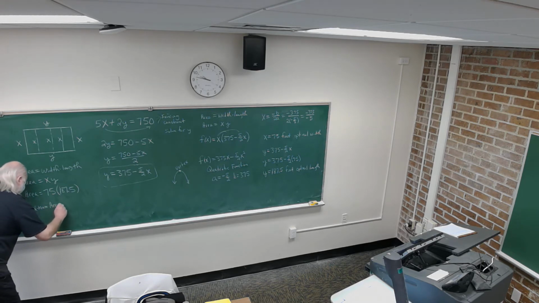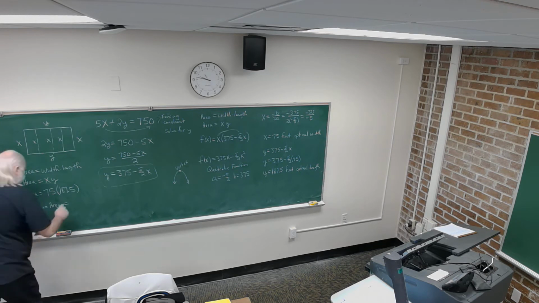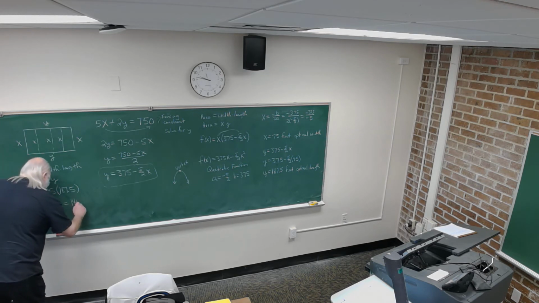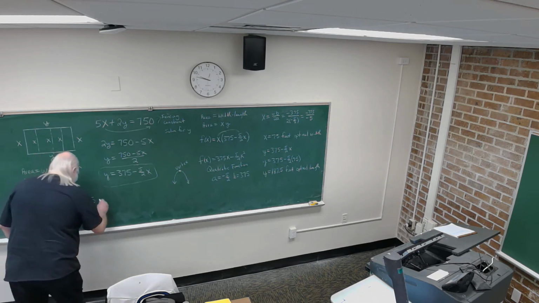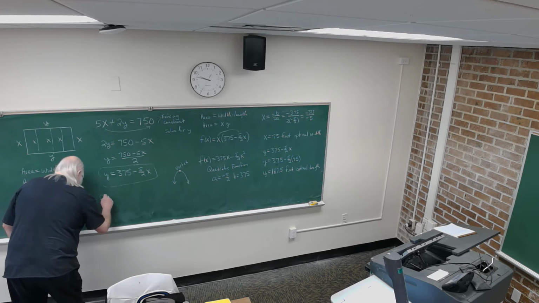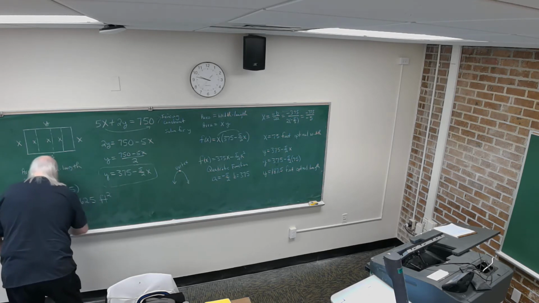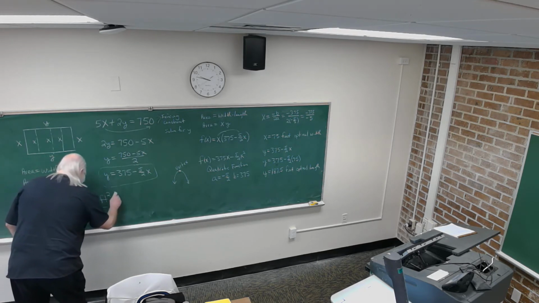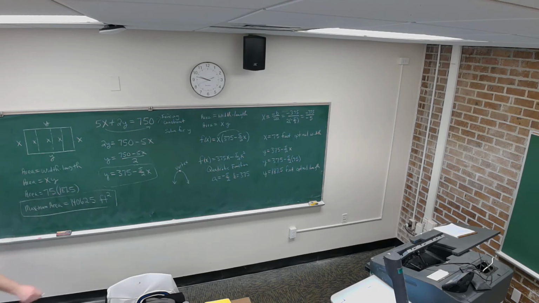For the rectangular piece of land is equal to 14,062.5 square feet, or feet square, however you guys like to say it. We used to say square feet, but I know students often say feet square. Okay.